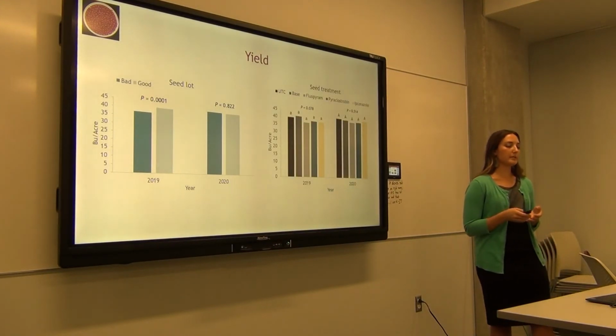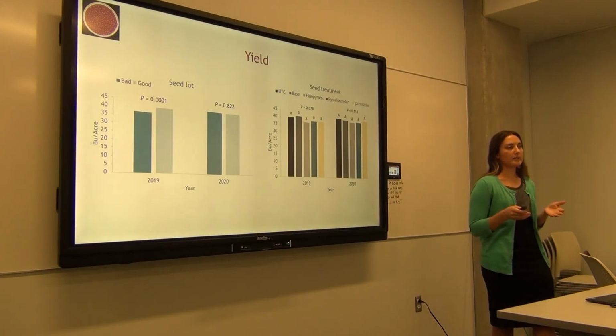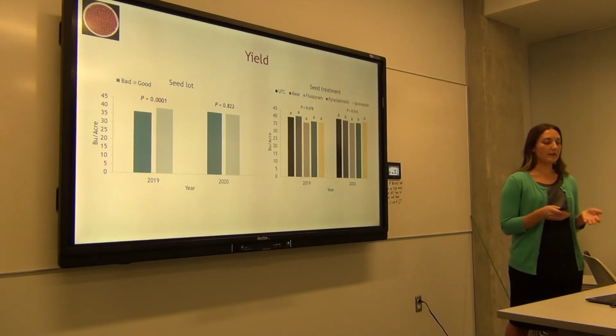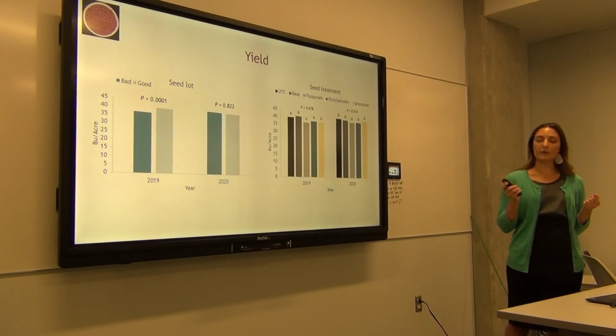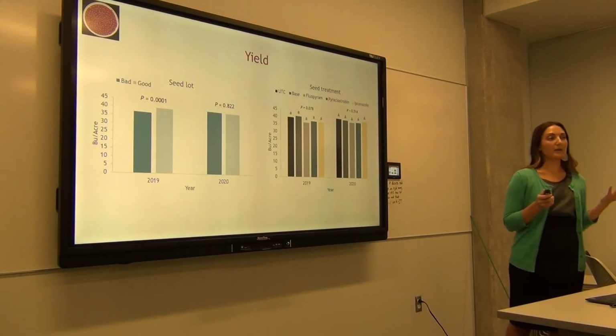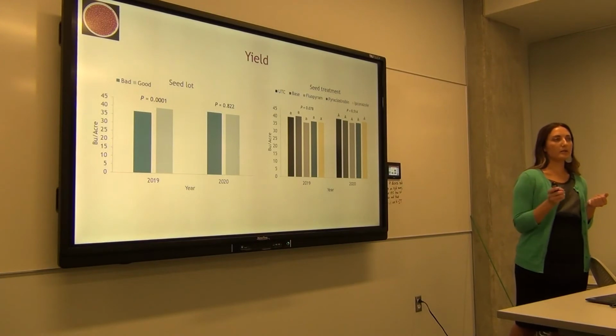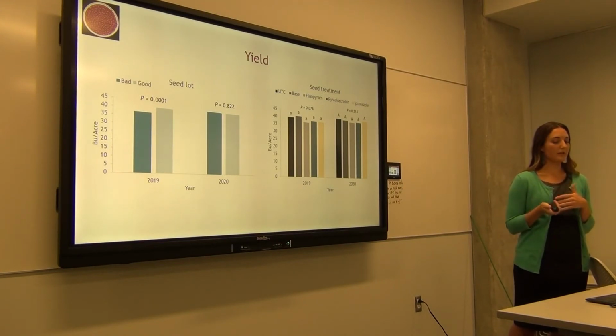And for seed treatment, we didn't see that seed treatment had any effect on yield in either year. But in 2019, the seed that was treated with the base seed treatment, which is the dark gray bar, had the numerically highest yield, and then in 2020, the seed treated with iconazole had the numerically greatest yield.